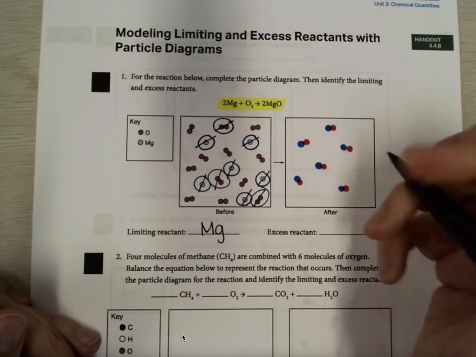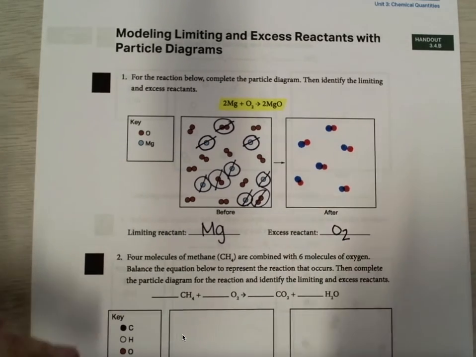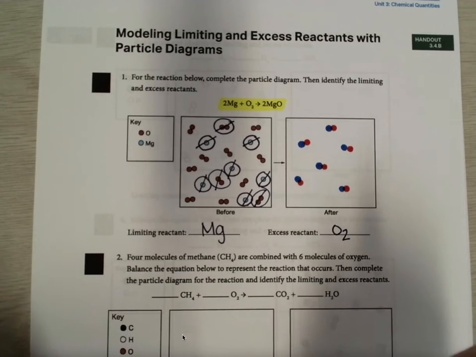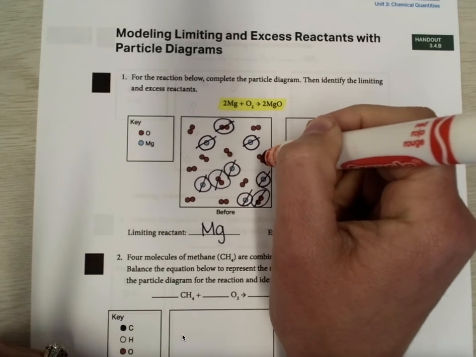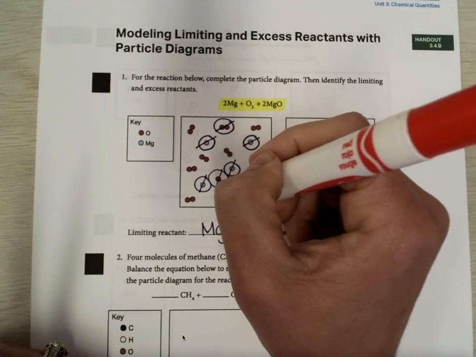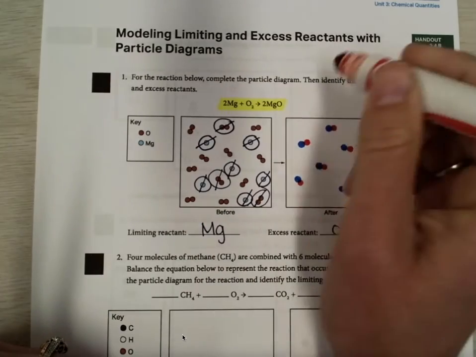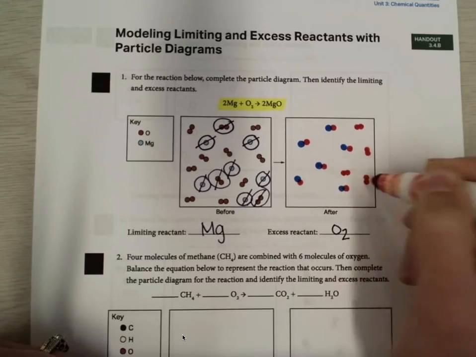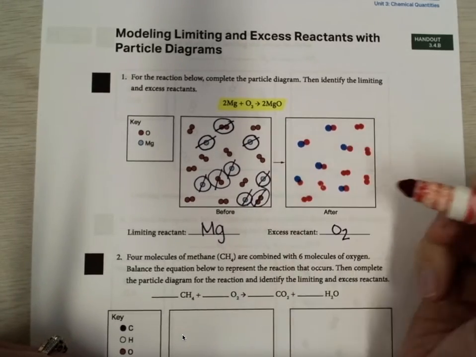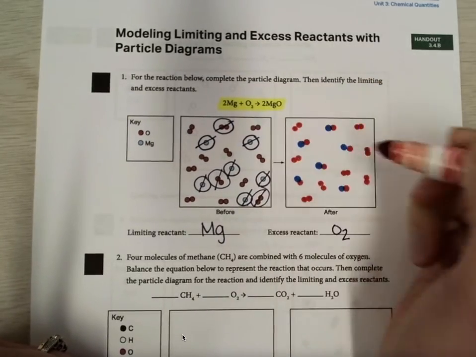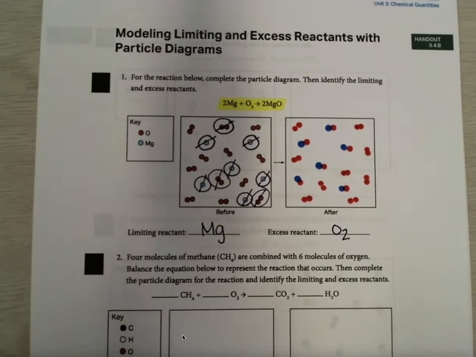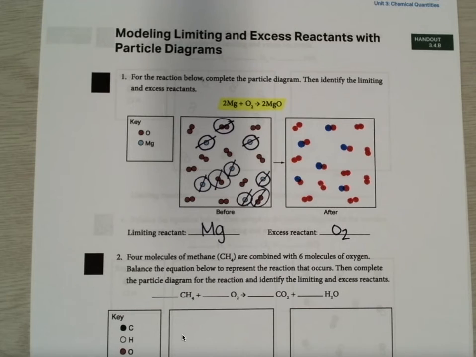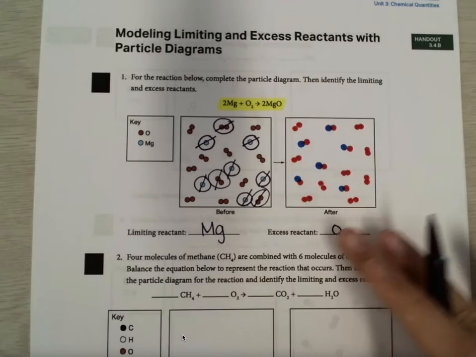My extras must be the oxygen. And when I count those extras, I've got 1, 2, 3, 4, 5, 6, 7, 8, 9 extras. Right, matter cannot be created or destroyed, and so that excess reactant comes over into my afterbox.